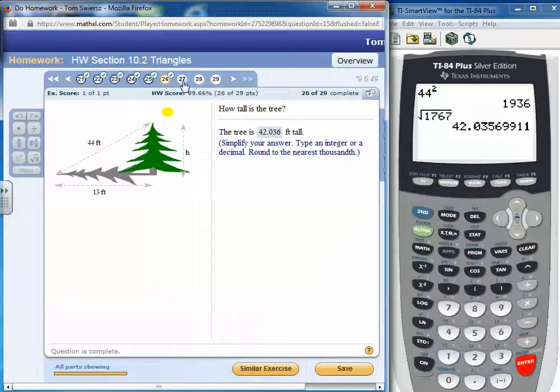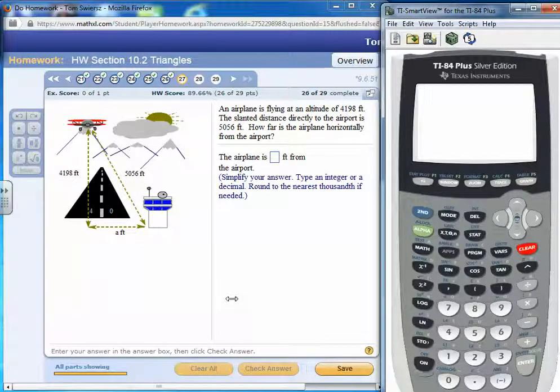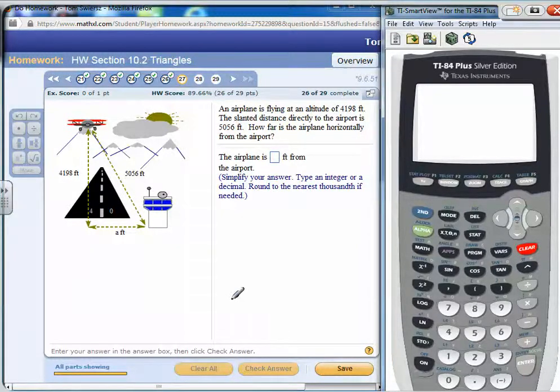All right, very good. Number 27. An airplane is flying at an altitude of 4,198 feet. The slanted distance directly to the airport is 5,556 feet. How far is the airplane horizontally from the airport? So horizontally is right there. So there is your right triangle, correct? Horizontally and vertically forms a right angle.